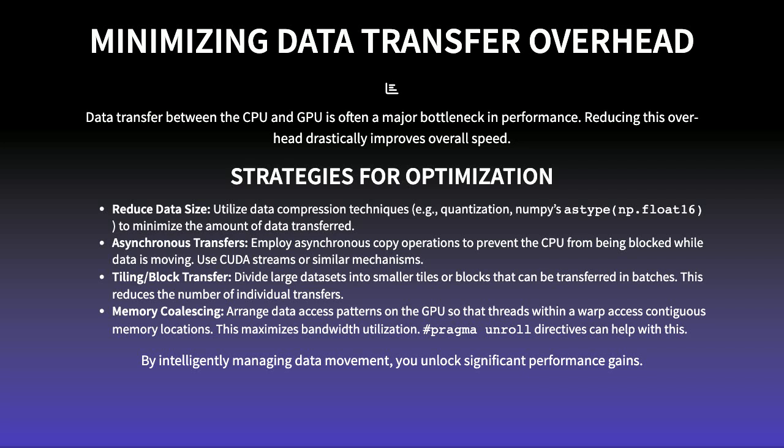First, try to reduce the size of your data itself. Compression can be really effective here. Second, use asynchronous transfer so that the CPU doesn't have to wait for the GPU to finish before moving on. Then, consider dividing your large data sets into smaller chunks and transferring them in batches. Finally, make sure your code is organized to access memory in a contiguous way. This is called memory coalescing, and it can dramatically boost bandwidth.